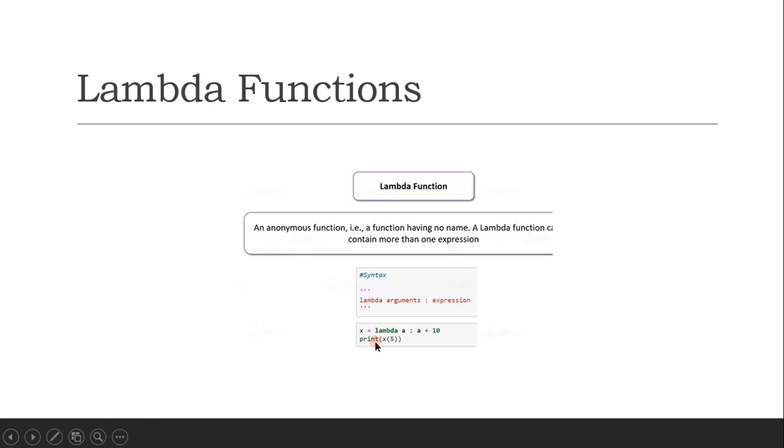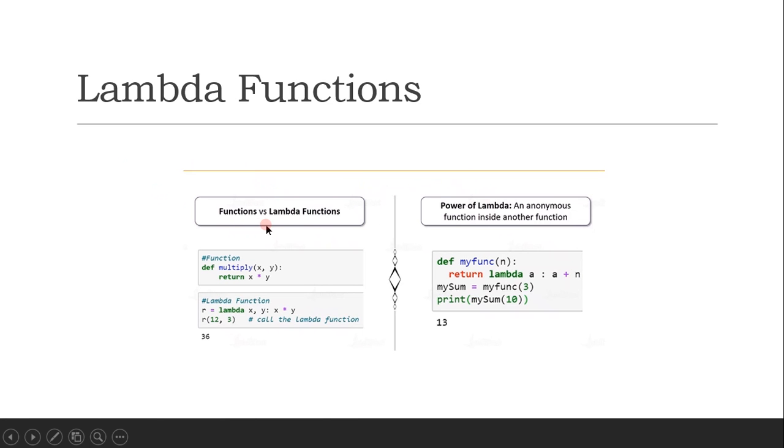Not only this, but we can have multiple uses as well. Let's see in the next slide: functions versus lambda functions. Here this is the normal Python function, def multiply x comma y. These are the arguments, and return x star y. It will return the product of these two values and give us the output. The same implementation in lambda: equal to lambda x comma y. These are the input parameters, and this is the actual action being performed: x star y, multiply, and it returns.